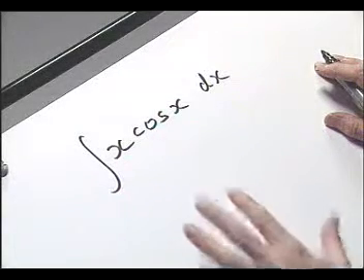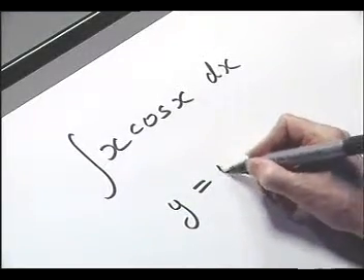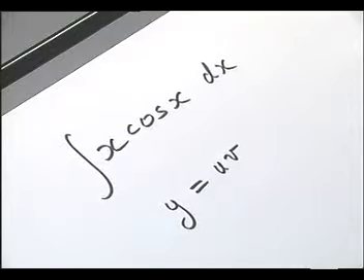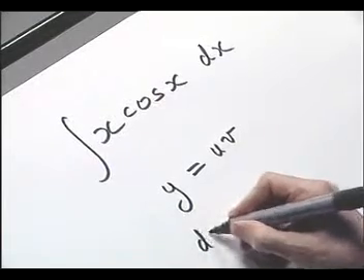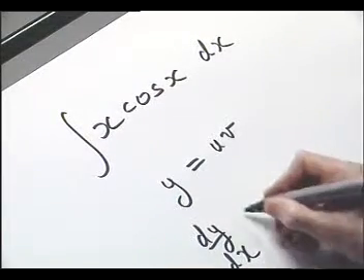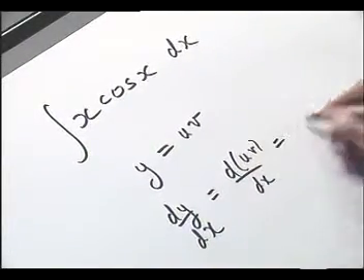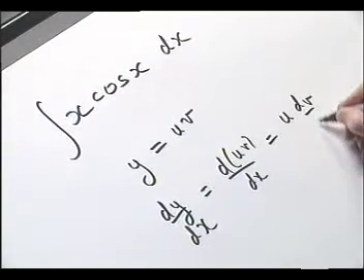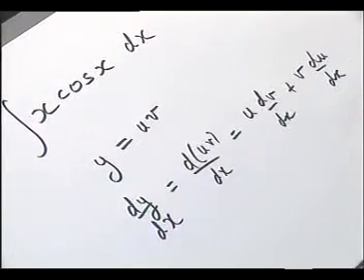But there may be some help to be had from differentiation, because for all we don't know how to integrate a product of two functions, one of the things we do know is how to differentiate it. So let's take y equals u times v, where u and v are two functions of x, and let's differentiate it. So dy/dx is equal to the derivative of uv, which we do as u dv/dx plus v du/dx.